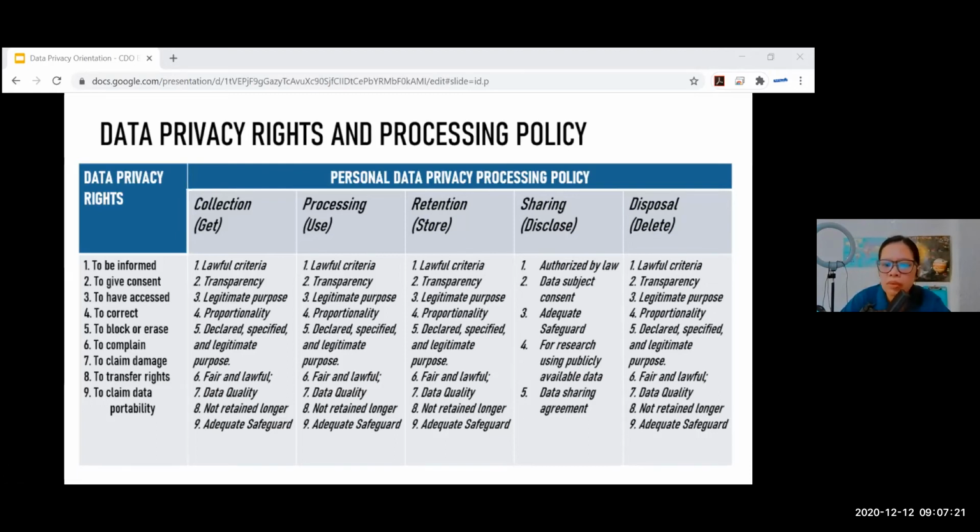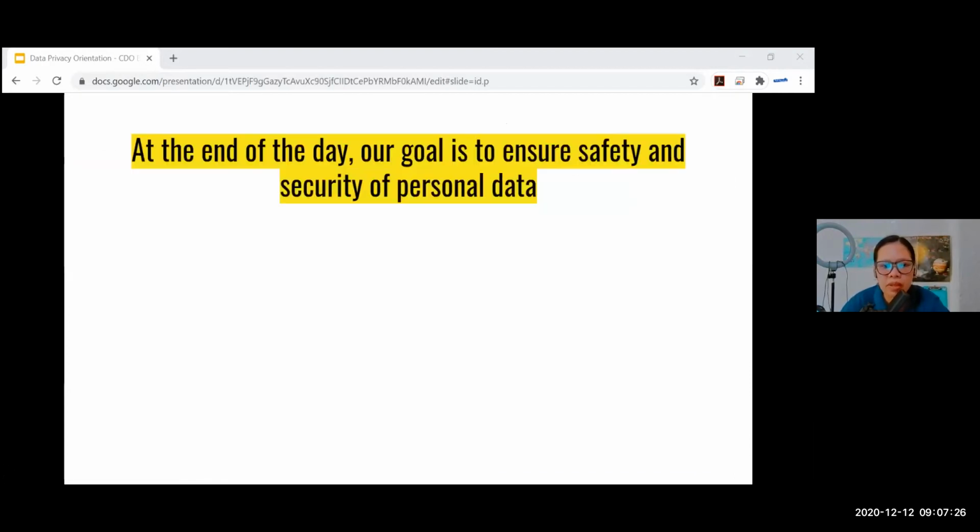I thought I was going to end up at 9:30, but I think I'm going to end up really fast because this is really my last slide. At the end of the day, our goal is to ensure safety and security of personal data. So as incubatees, as startups, we will have to ensure that we have a DPO who can help us with a ransomware attack. But really, we need to ensure that our data is safe and secure. Right? That's it for me.